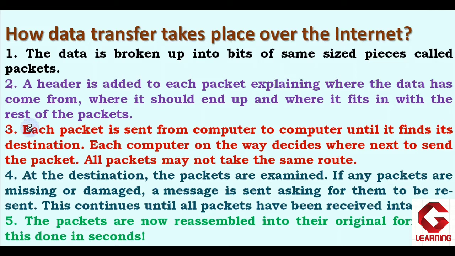Before this you have to understand one thing: whatever message or data you are sending from your device to another device using the internet, that data or message is not sent as it is. That message or data is broken into same small size pieces, and each piece is called a packet. Here I am considering one example, that one message is there of 100 KB. That 100 KB message will not be sent from the sender computer to the receiver computer as it is.